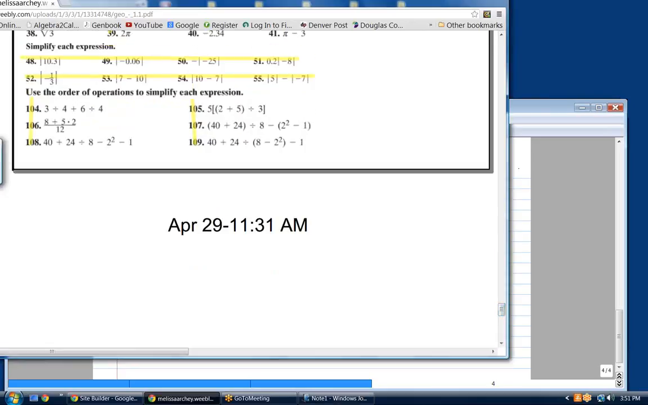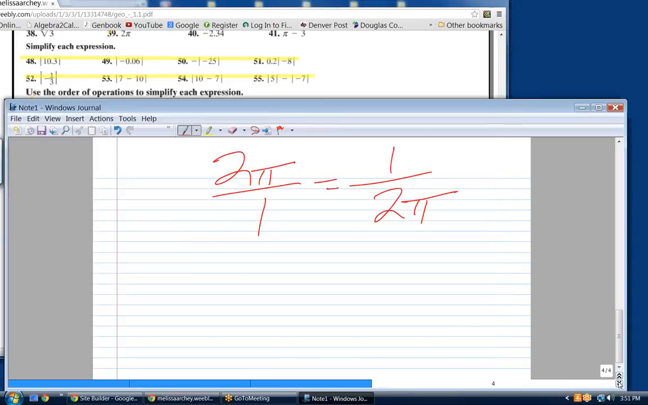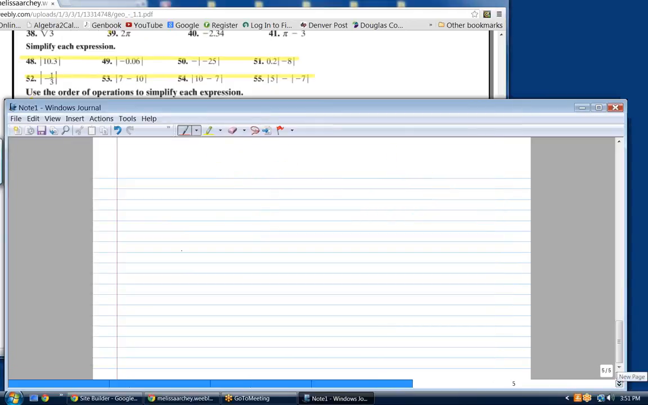Simplify each expression. Absolute value of 10.3. What are they looking for here? In other words, what they want us to do is to eliminate the absolute value sign. So is it just 10.3? What's the next one? It'd just be negative 0.06. What's the next one?